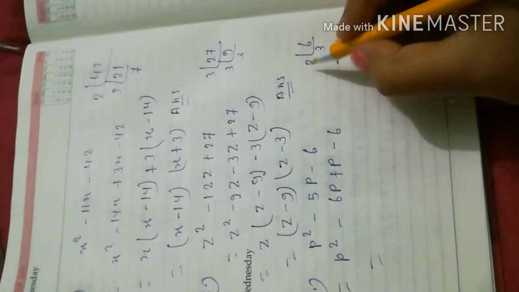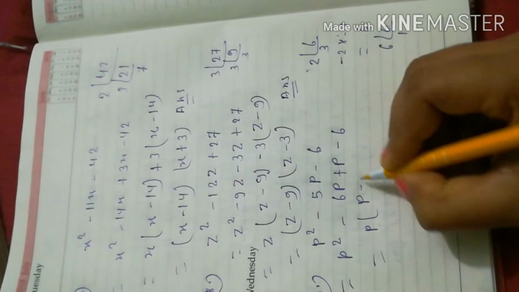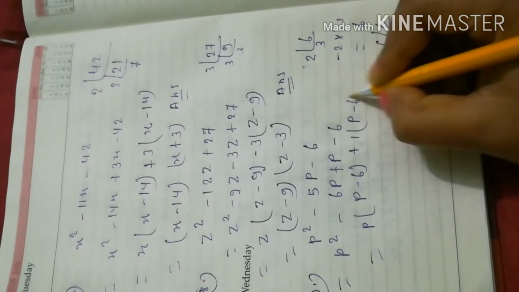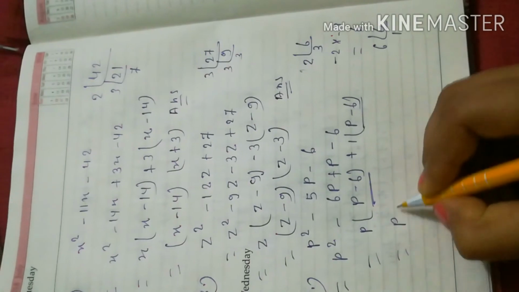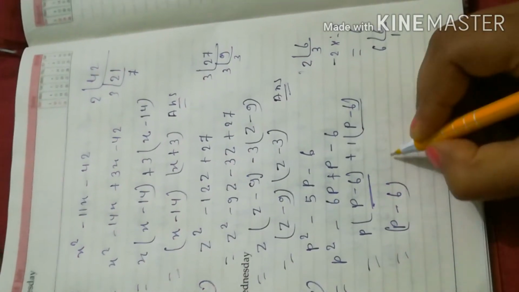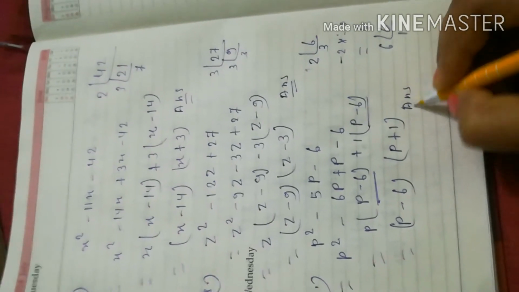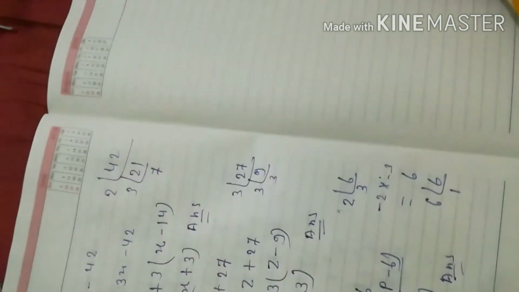In this way we cannot do. From p minus 6, we can take 1 as common. p minus 6. From here you can see both are the same. (p minus 6) into (p plus 1). Now our question number 9 is also completed. Now we will do our question number 10.